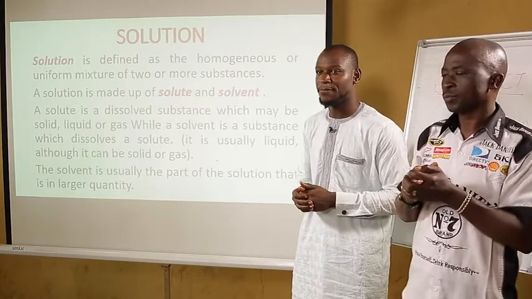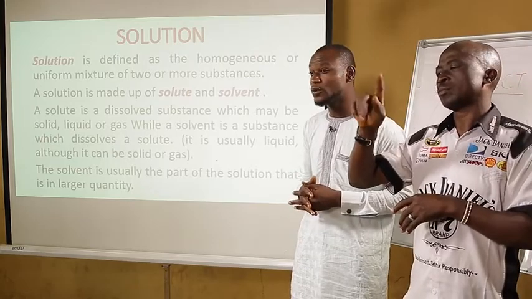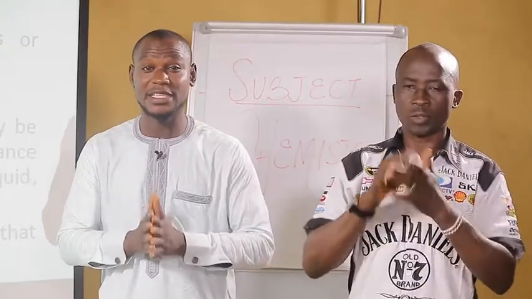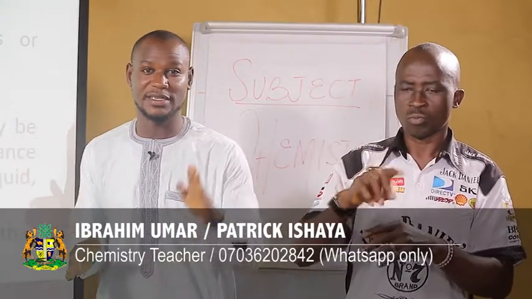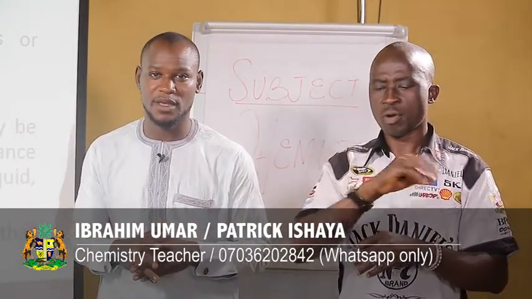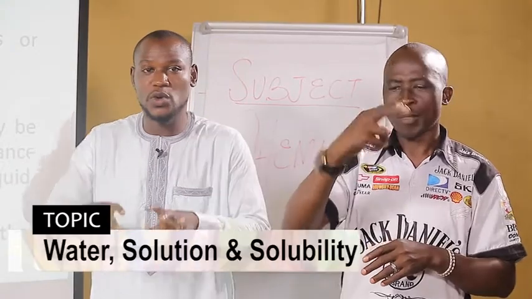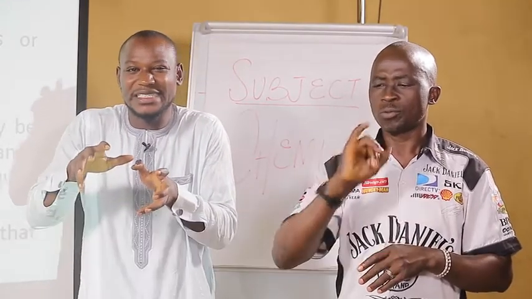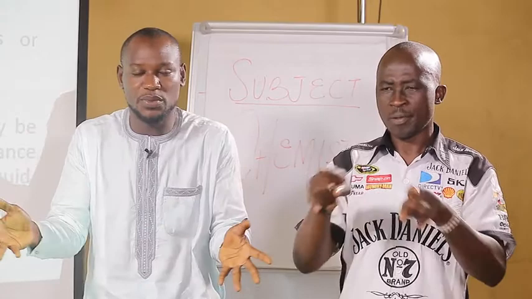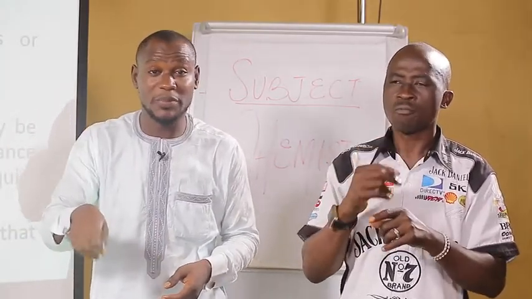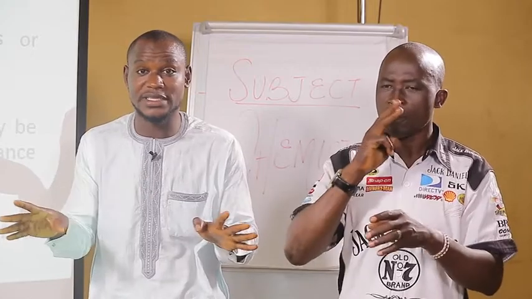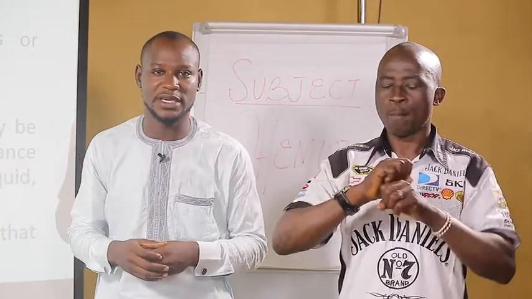Which is solution. Before I continue, you have to know that mixtures are generally classified into two. There is what we call homogeneous mixture, and there is heterogeneous mixture. A homogeneous mixture is a mixture in which all the substances are in the same state of matter. Example, when you dissolve salt in water, you agree with me that it will completely mix and the salt will completely disappear. That's a homogeneous mixture.